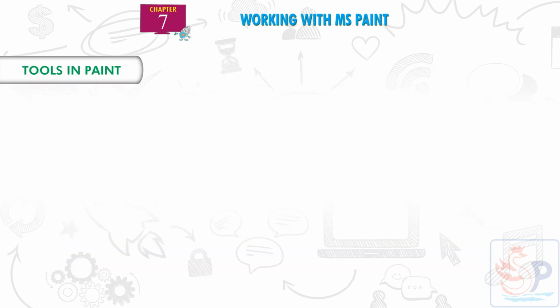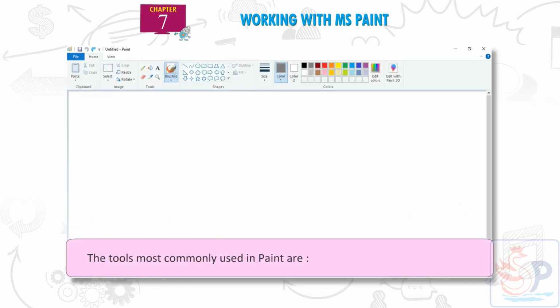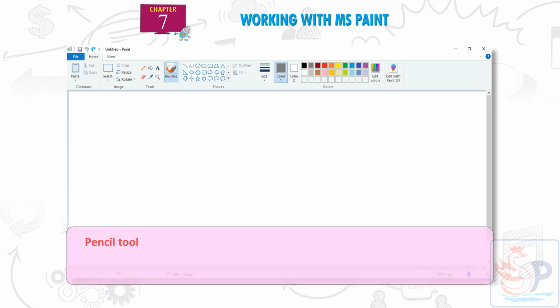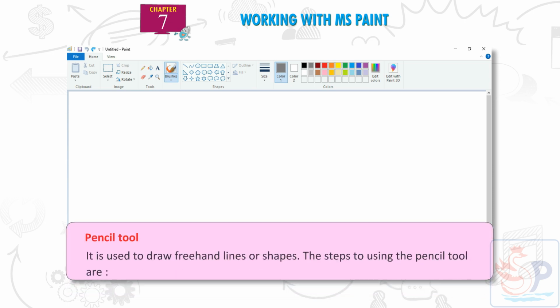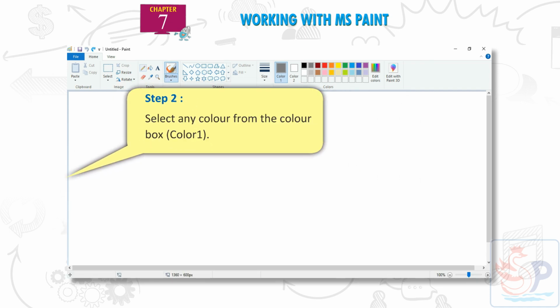Tools in Paint. The tools most commonly used in Paint are: let us have another look at the use of the tools learnt in the previous class. Pencil tool. It is used to draw freehand lines or shapes. The steps to using the pencil tool are: Step 1. Click on the Home tab, then click on the pencil tool to select it.